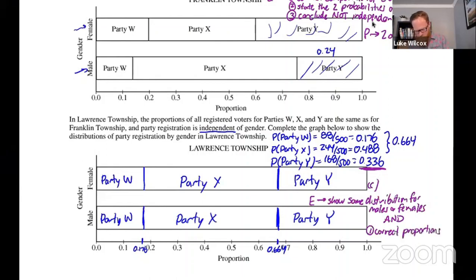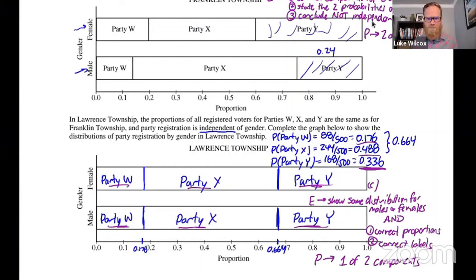And you can see those proportions here where we've calculated them, but you can also see them in the segmented bar graph, which matches the values that we calculated by hand. So we do have the correct proportions there. And then the second thing that you have to have is the correct labels on the segmented bar graph. So party W, X, and Y must be labeled in the segmented bar graph there. Now, a partially correct would be if you showed that they are the same distribution for males and females, and then you just had one of the 2 components. So maybe you forgot the labels, and that would drop you down to a partially correct on that one.